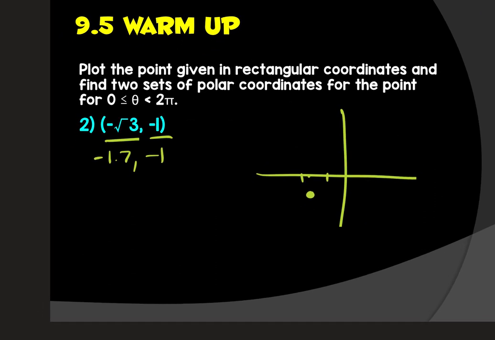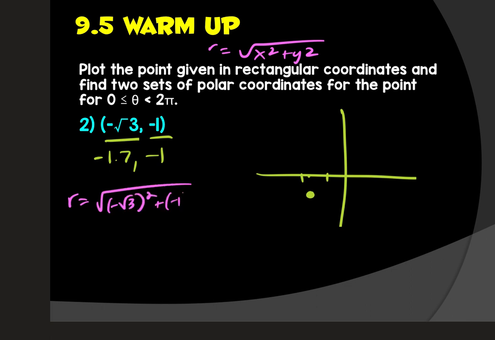So now I want to find r. R is equal to square root of x squared plus y squared. So r would equal square root of -√3 squared plus -1 squared, which is the square root of 3 plus 1, square root of 4, which is 2. That's your r.